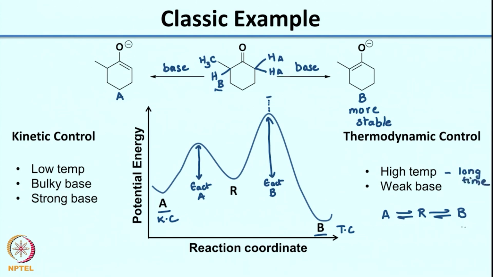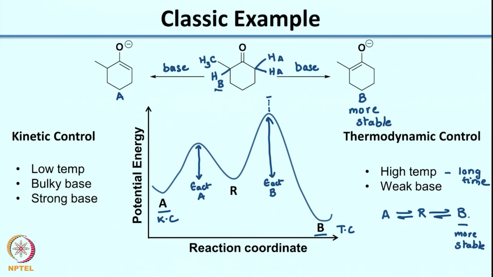it keeps going back and forth between A and B, but since B is more stable, once it forms B, there is a lesser chance of it coming back to R and forming A. So, over time the concentration of B will increase and you get the more stable, or the thermodynamically controlled, product. And the second case is where you use a weak base.